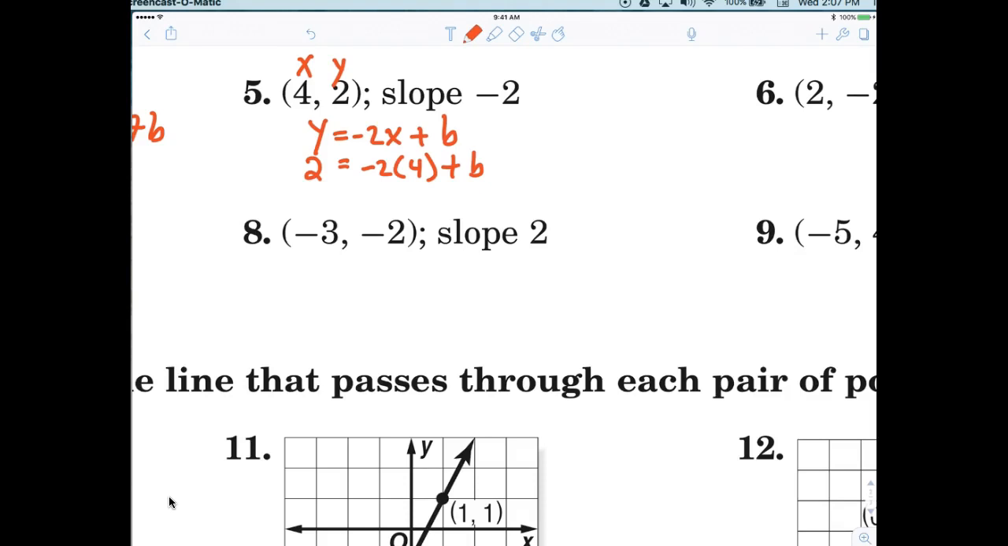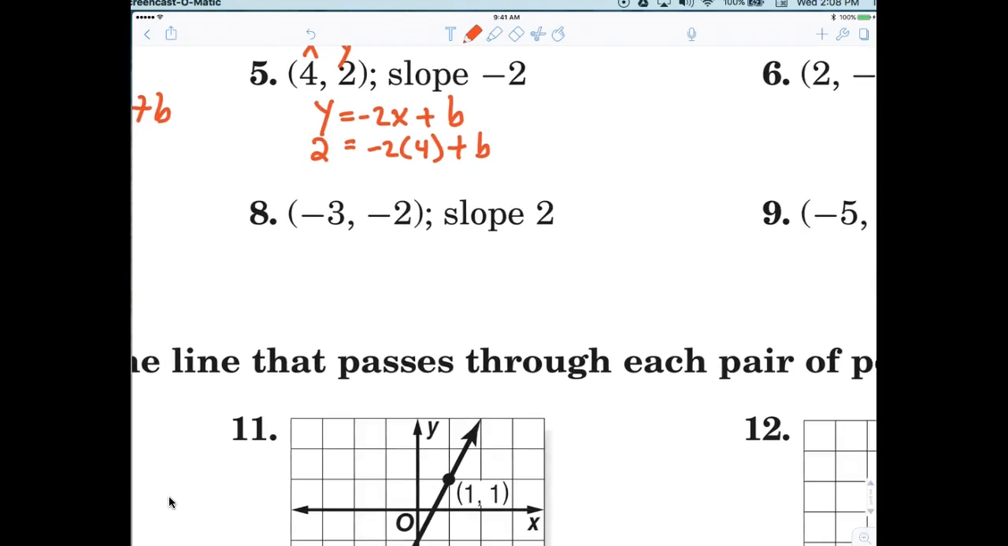Okay, now just solving that basic equation. So I have here 2 equals negative 8 plus b, so b had to be what? 10. B was 10. So my equation is y equals negative 2x plus 10. Is everybody happy with that? That's not too bad. All right, we're going to do one more just to make sure I'm in good shape.